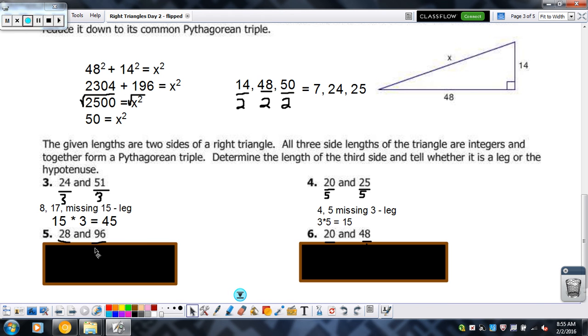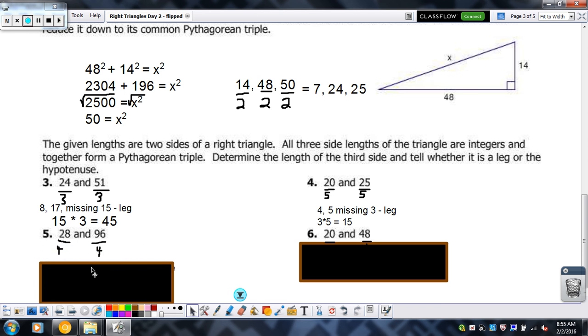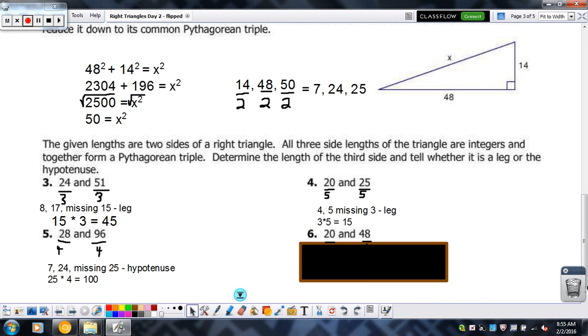For number 5, 28 and 96 are both divisible by 4. When I divide them by 4, we get 7 and 24. The common Pythagorean triple number that you're missing is 25. Since that is the largest of these three numbers, that means it's the hypotenuse. Then I'm going to multiply 25 times 4 to get that my missing side length is 100.